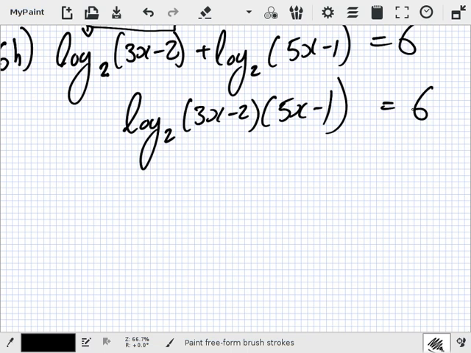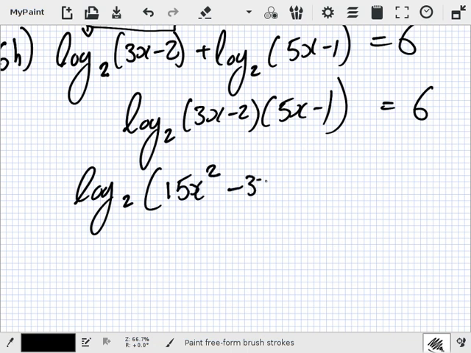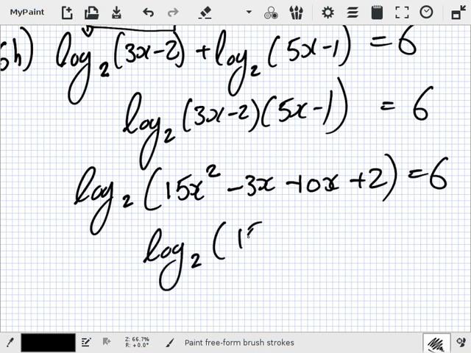What's next? It's not a log rule, so it's something we can do here. Multiply the brackets, yeah. So log base 2, that would be 15x squared minus 3x minus 10x plus 2 equals 6. Log base 2, 15x squared minus 13x plus 2 equals 6. Alright, now it's getting a bit tricky because it's not clear what the next step is. What could we do next?